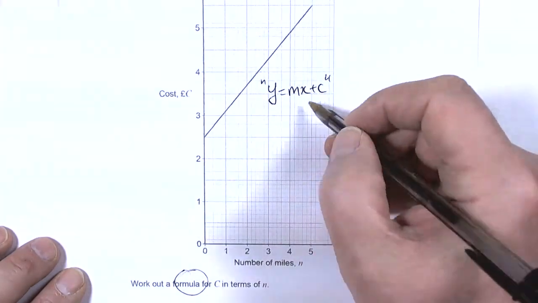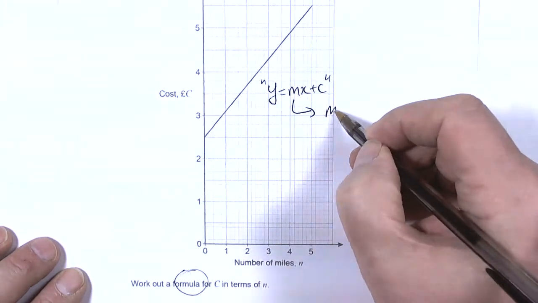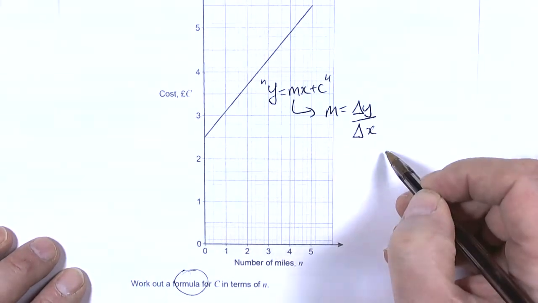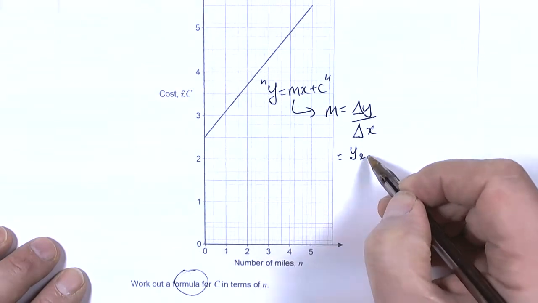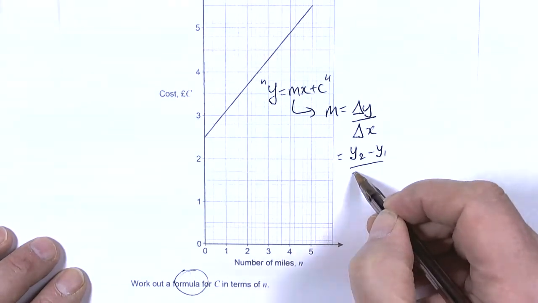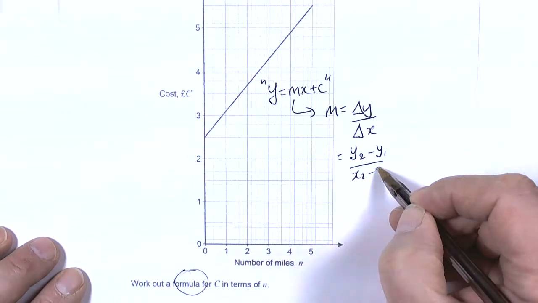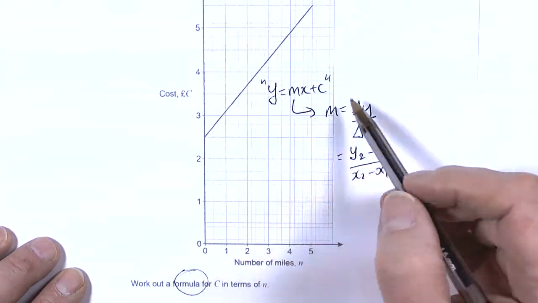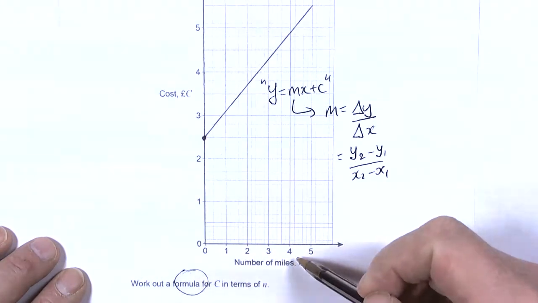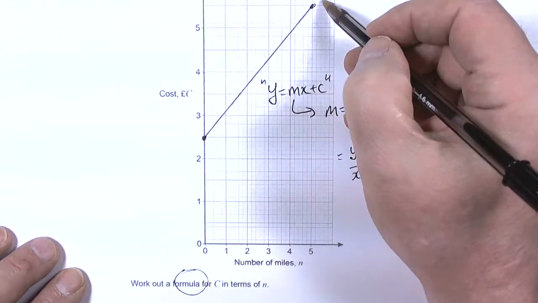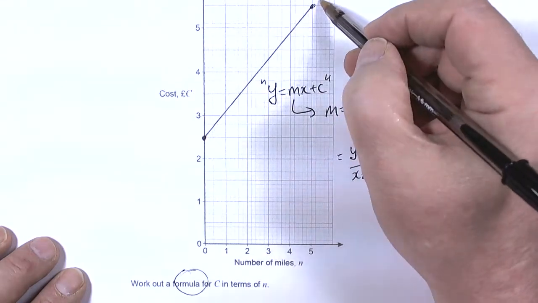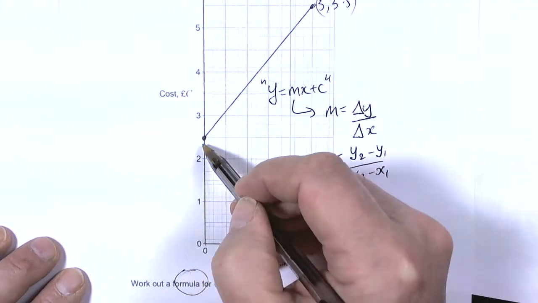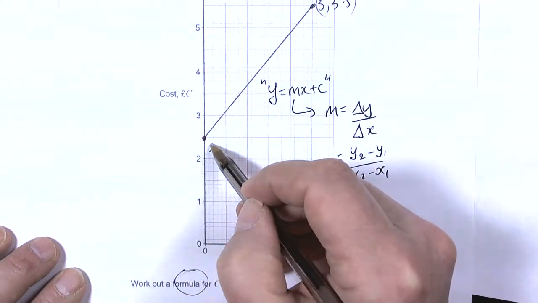So we need 2 points because this formula tells us that the gradient is equal to the change in the y-coordinates divided by the change in the x-coordinates. So we need 2 coordinates, and that allows us then to use the formula for the gradient to calculate the m part. So we've got a nice coordinate there, and when we look we've got another nice coordinate here. What we mean by nice is we can just read off the numbers, they're exact answers. So this coordinate is 5, 5.5.